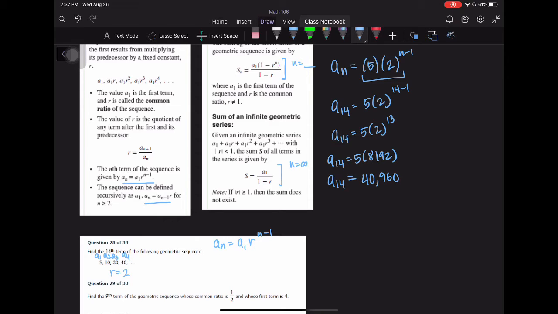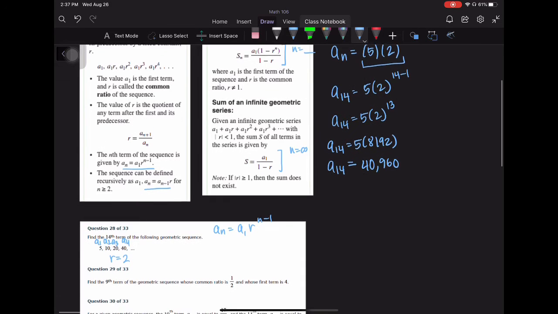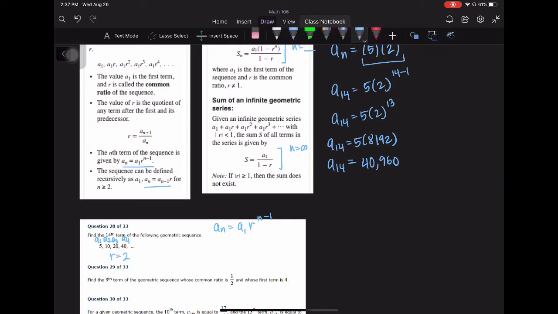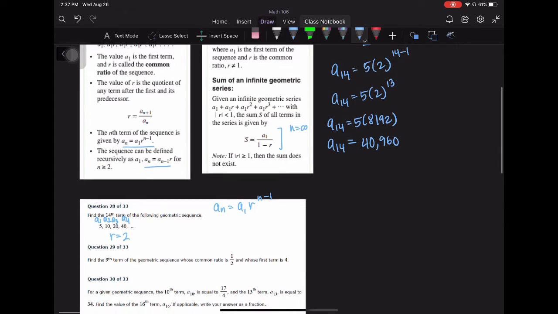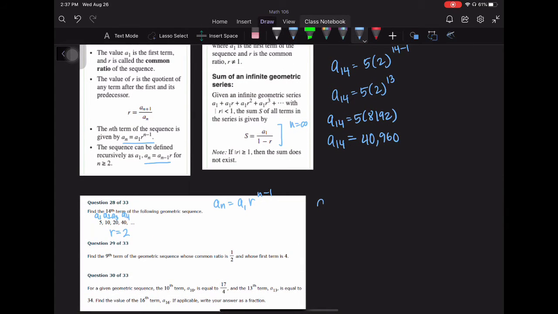Okay. Moving on to the next question, question number 29. So for the 9th term of the geometric sequence, whose common ratio is 1/2 and whose first term is 4. Again, we use this explicit formula. We're looking for the 9th term, whose common ratio is 1/2 and whose first term is 4. Again, I can't take 4 times 1/2. I have to do the exponent first. The 9th term is equal to 4 times 1/2 to the 8th.